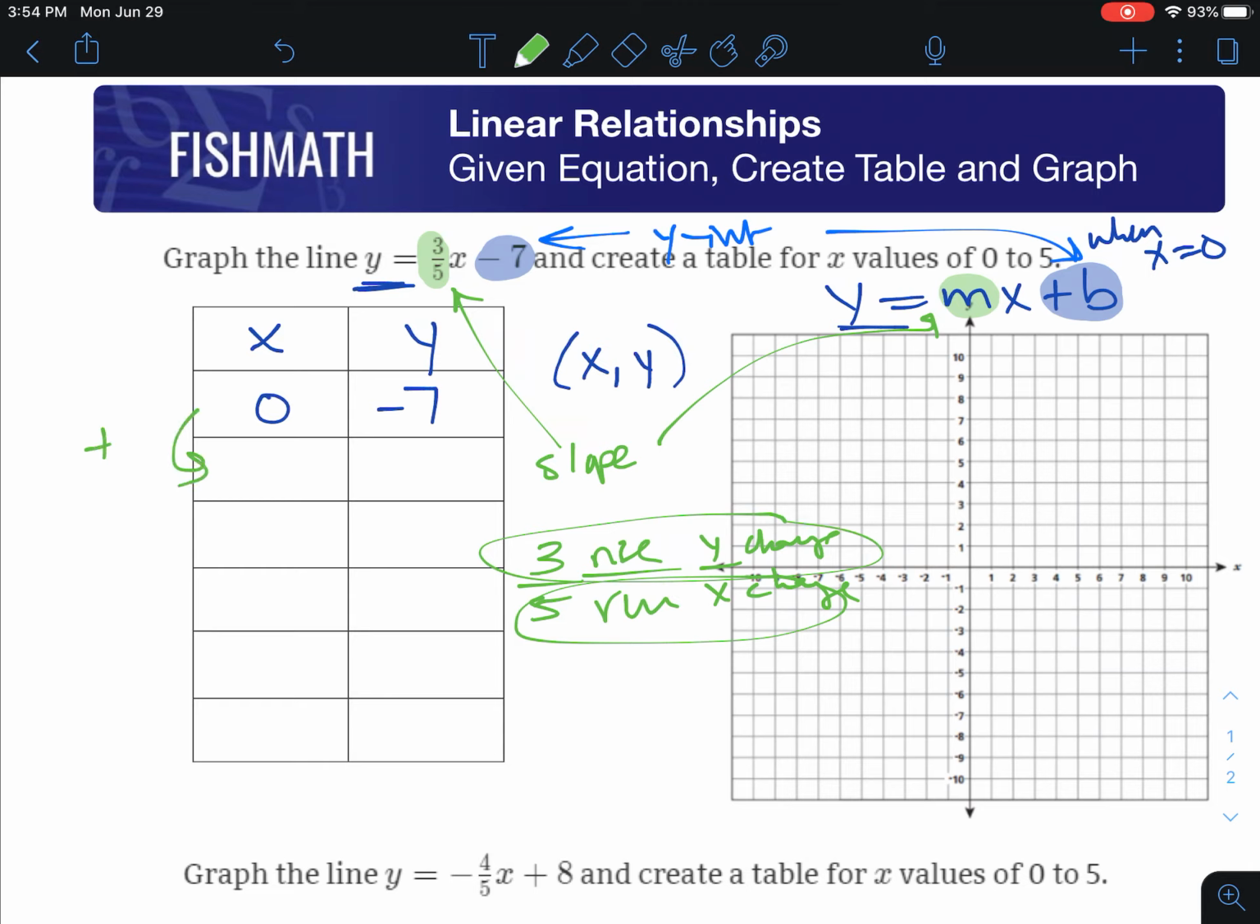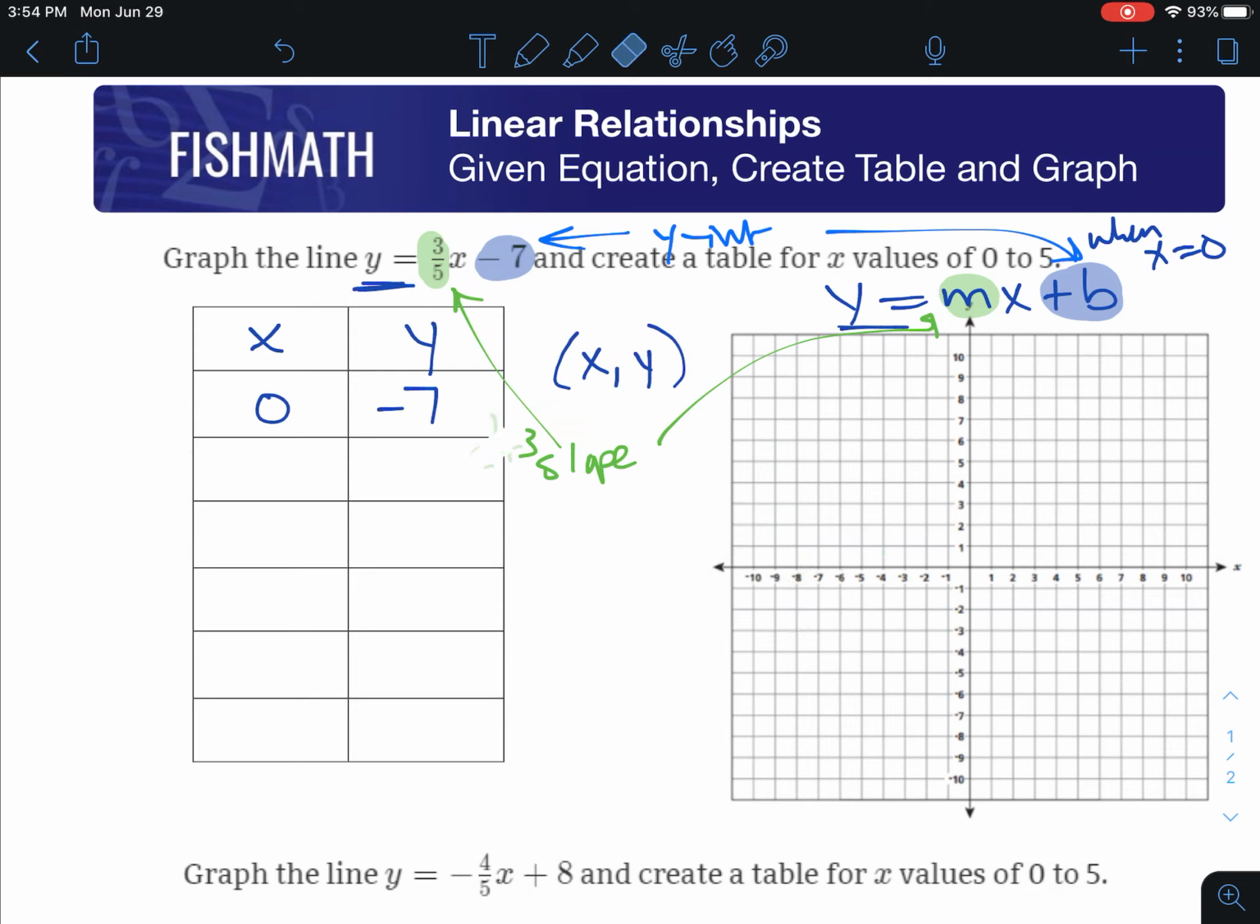So what you could do here is you could change x by 5 and y by 3 and make your table like that. The problem is it does ask you to make a table from 0 to 5. So we're not actually going to do that for each box, but we are going to jump ahead. So 0 to 5, this would be plus 5 to get you to 5. And then it's 3 for every 5. So 3 added on to -7 is -4.